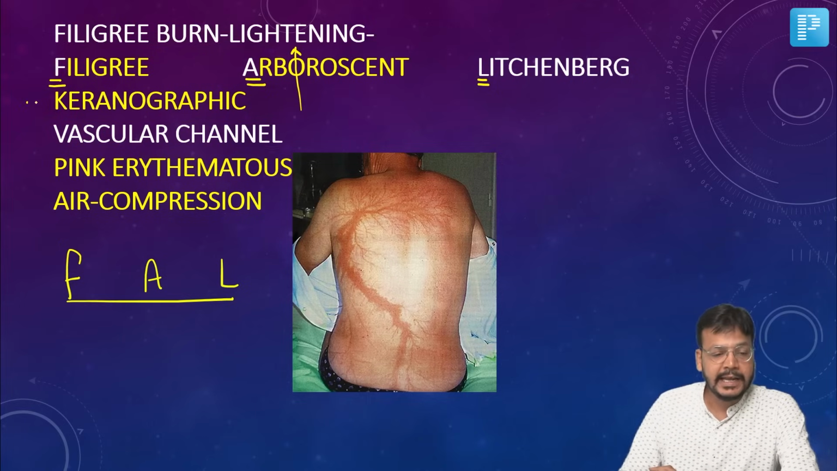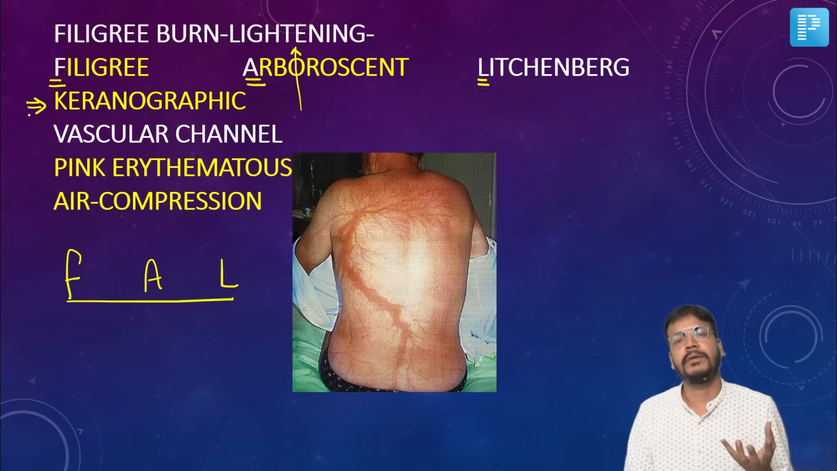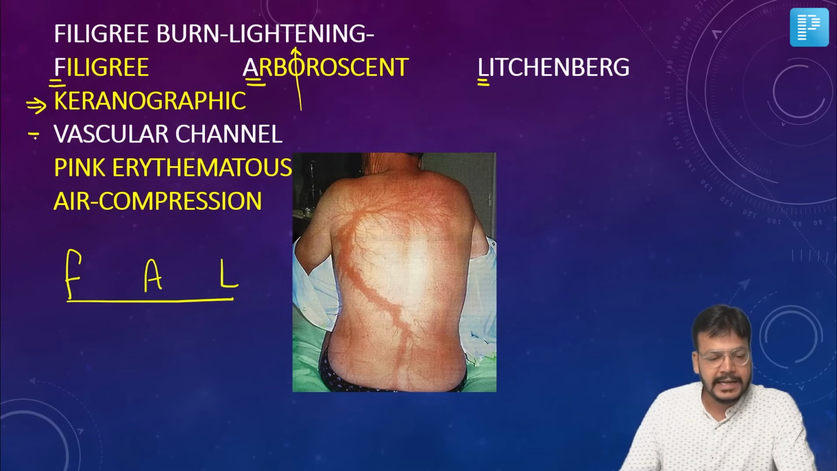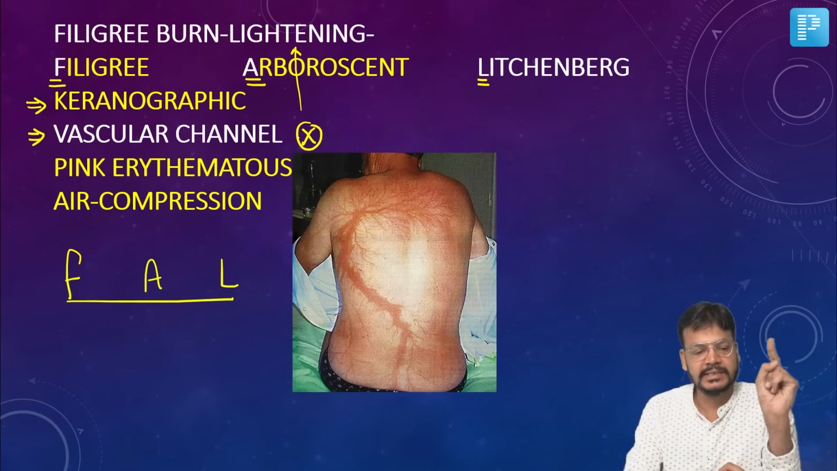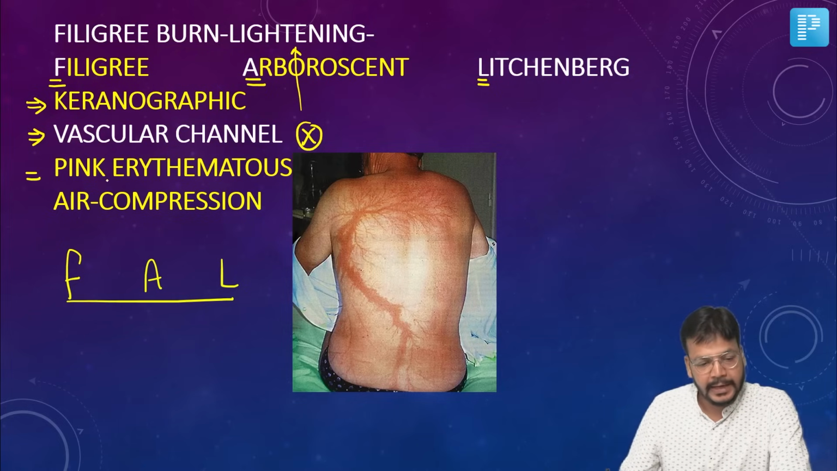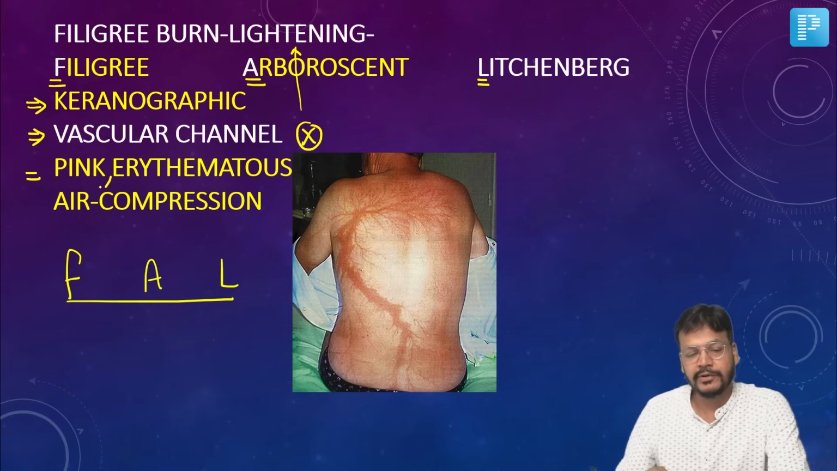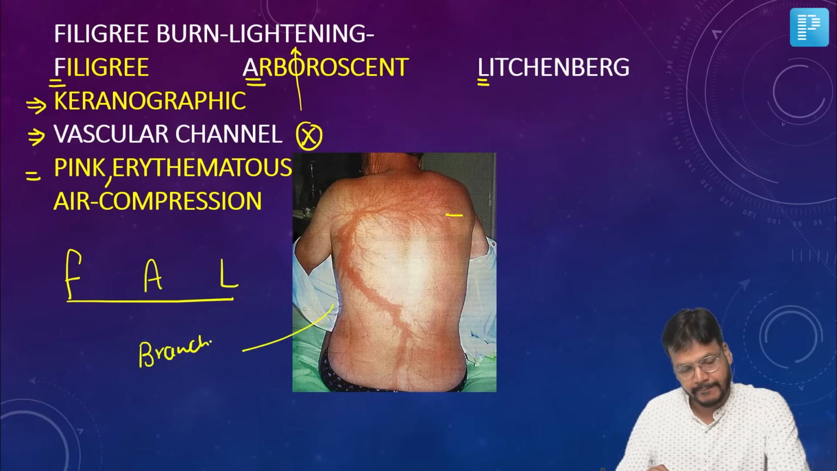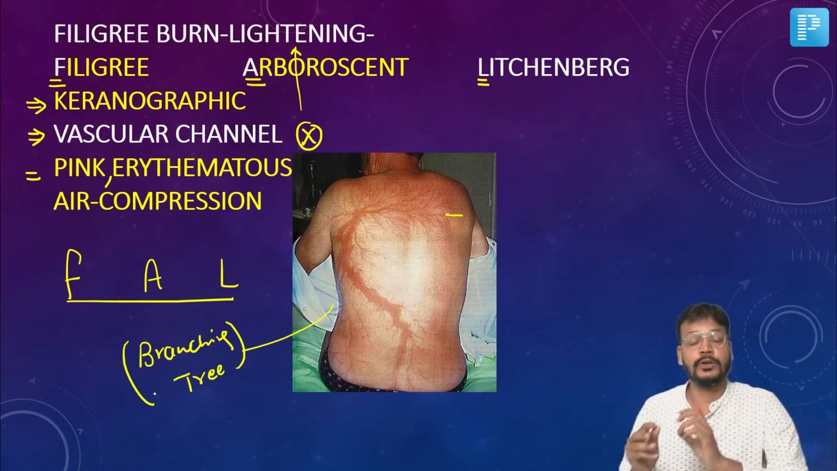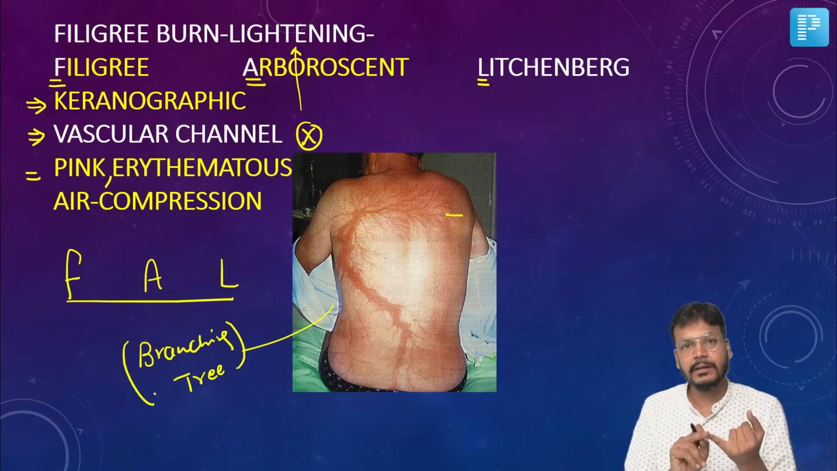और lightning की क्या fall हुई? किरण for keranographic bud. Sir, lightning doesn't correspond to the vascular channel. This question comes in exam. These are pink and erythematous in color. Branching tree pattern. Can you see? This pattern is branching tree pattern. So all the lines I am telling you, my dear: pink, erythematous, branching tree pattern.